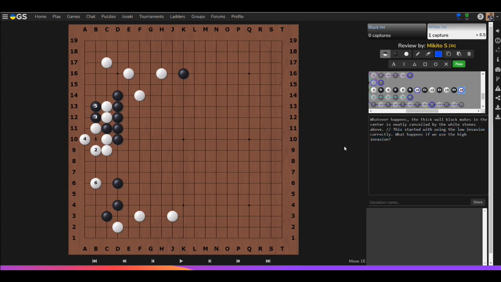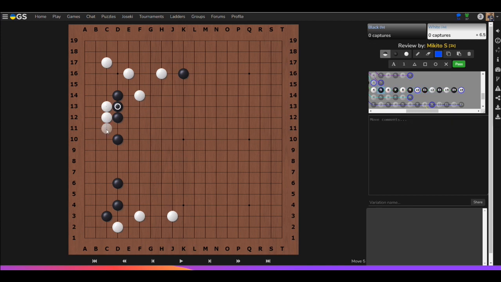This started with using a low invasion. Let's check out the high invasion, right? I hope you guys understand this because white could have just played here and lives, but black would probably be able to stop white's invasion or at least gain something good out of this. But instead, as I said, white purposely created a weakness, which then gave white a really good result here. And originally this was black's area, so keep that in mind. So that's what makes it super cool.